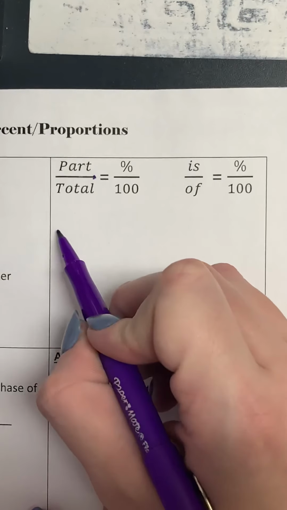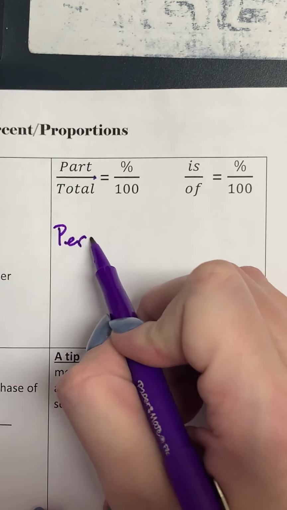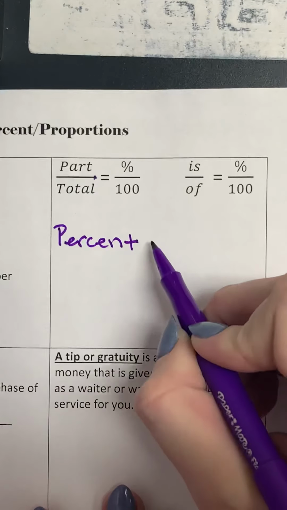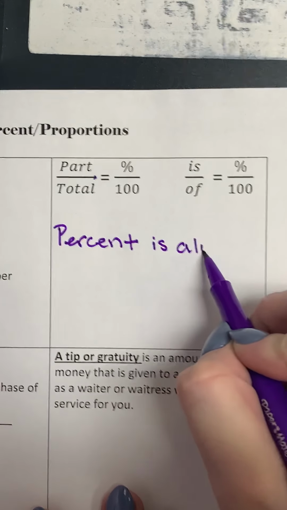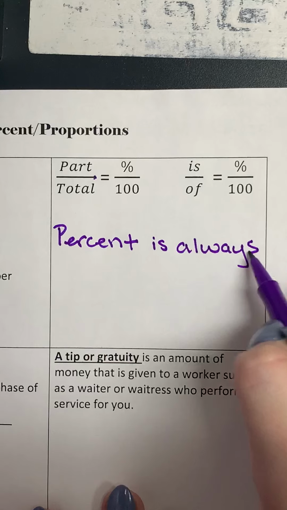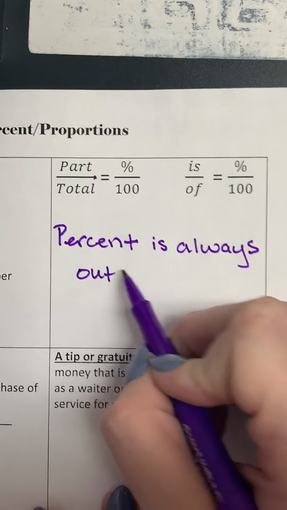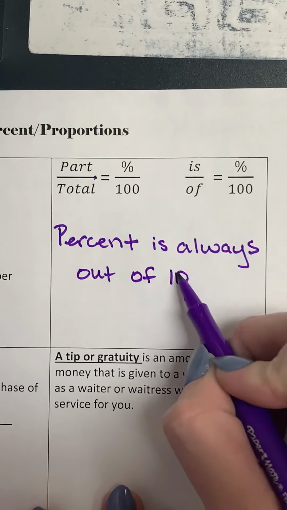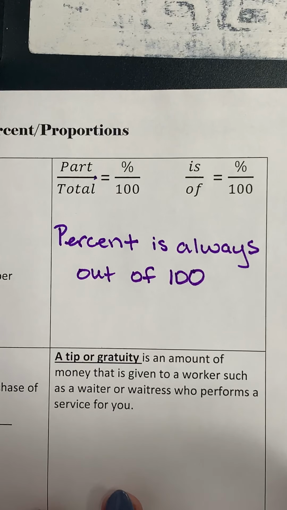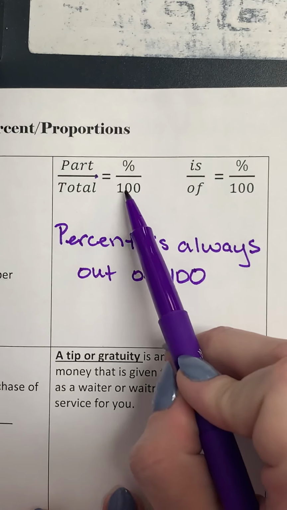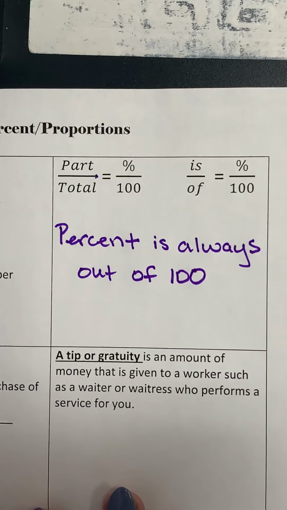One thing to remember is that percent is always out of 100. Percent is always out of 100. So no matter what problem you're reading, if you see a percentage, you automatically are going to put it over 100.